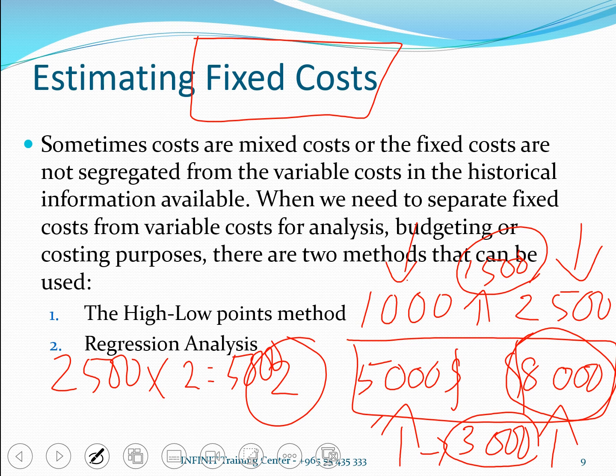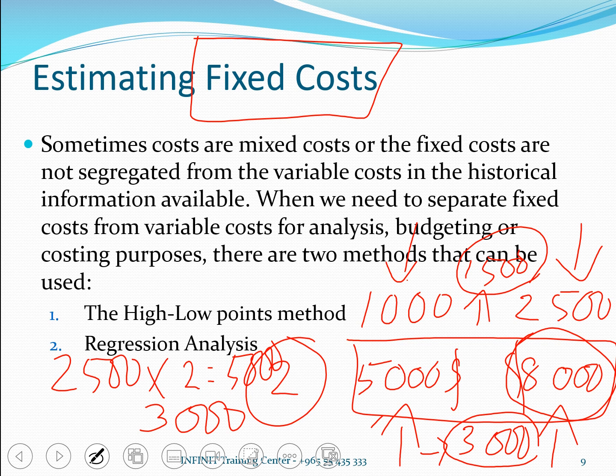2,500 into 2, which is my variable cost. So what is left in 8,000? 3,000. So 3,000 we can consider as our fixed cost. The same thing you can apply for the first unit of products also.